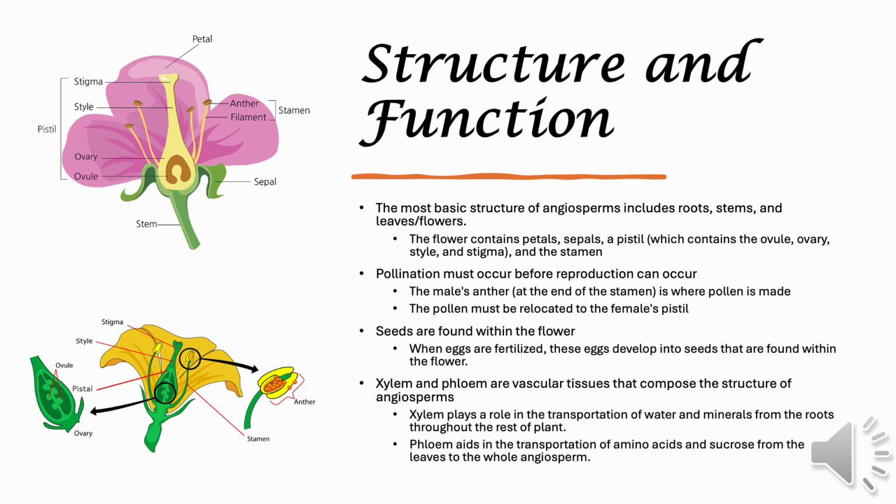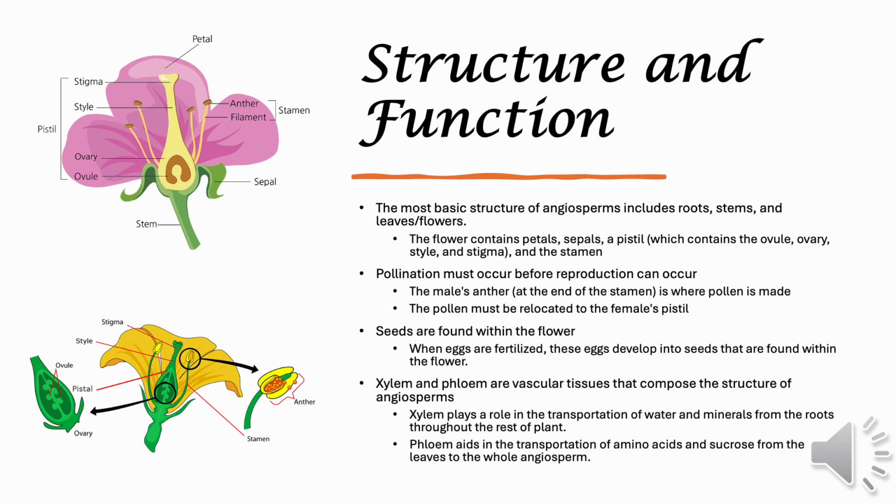So this is the structure and function of angiosperms. The most basic structure of angiosperms includes roots, stems, leaves, and flowers. And then the flower contains petals, sepals, a pistil, and you can see in the diagram to the left, it contains the ovule, ovary, style, and stigma, and the stamen.